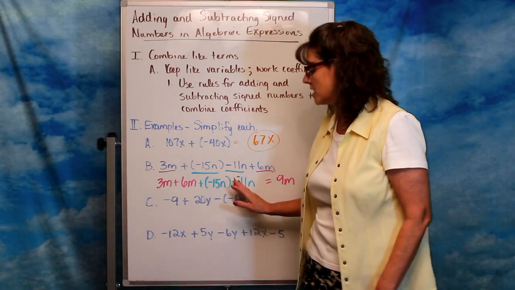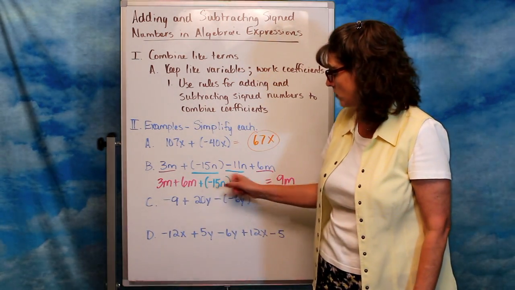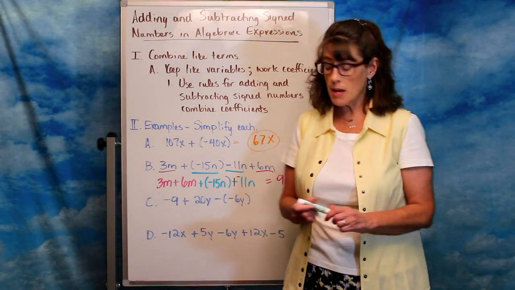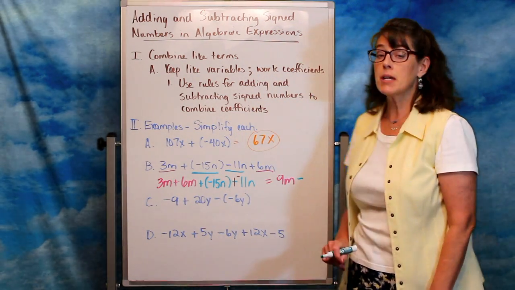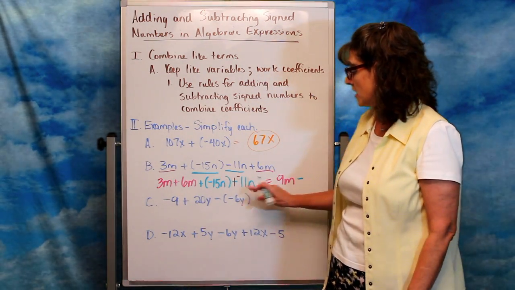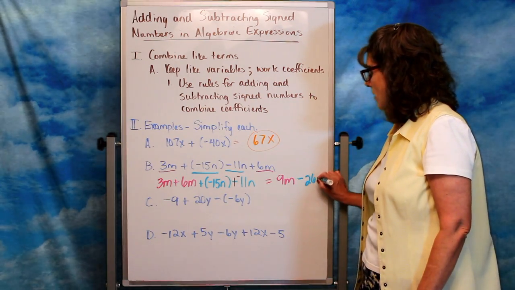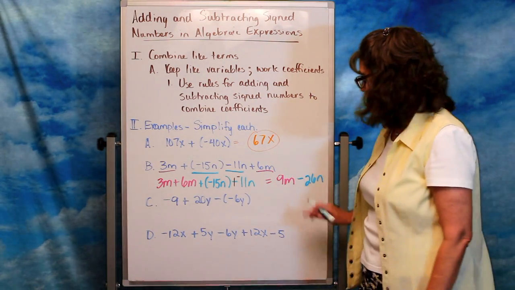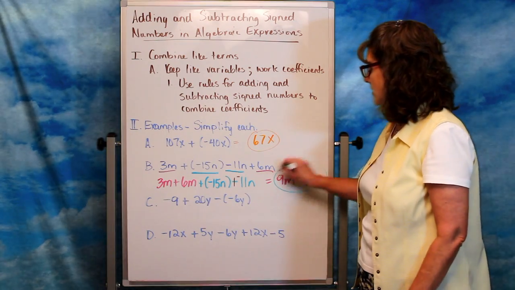And now that it's an addition problem, I look at it and say, whoa, the signs are the same. When the signs are the same, I keep that sign and combine the digits. A 15 and 11 will give me a 26, so I have a 26n. So my answer is 9m minus 26n.